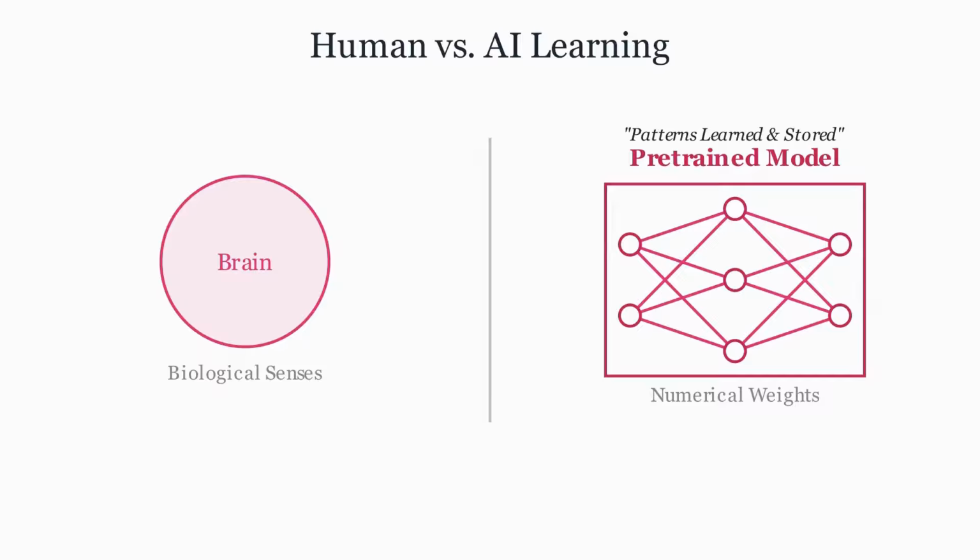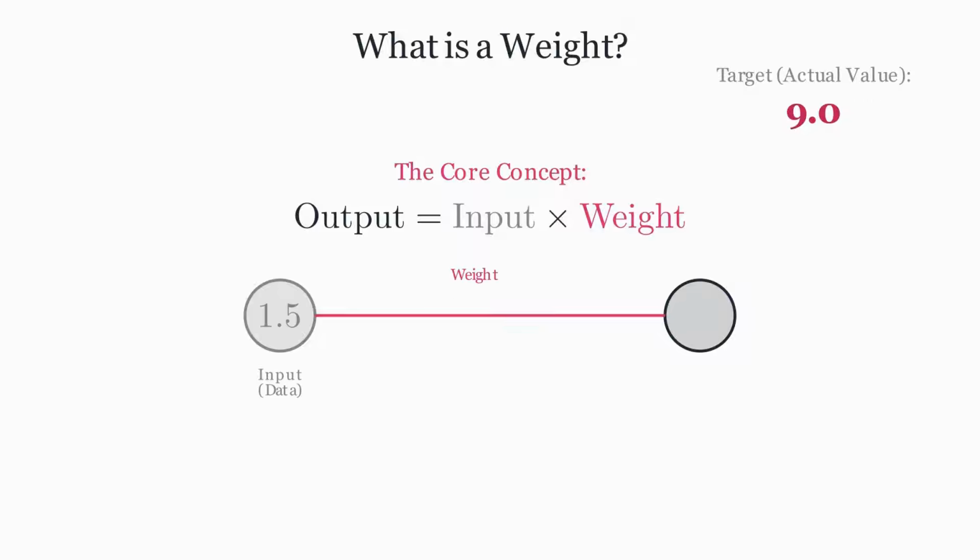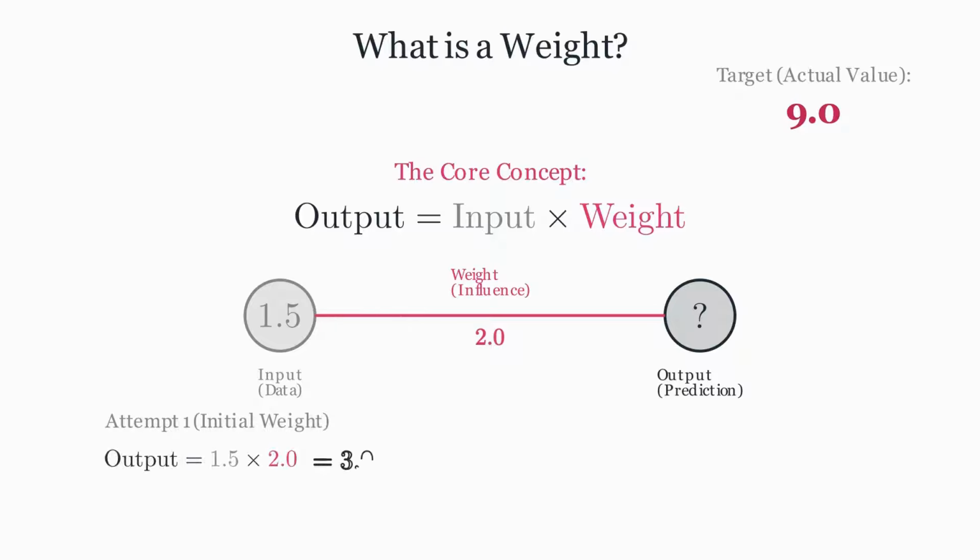So, what exactly is the weight? At its simplest level, think of the concept: output equals input times weight. Weight is a value controlling the influence any input data has. Let's look at an example. We have an input of 1.5 and we are trying to reach a target value of 9.0. For our first attempt, we initialize the weight as 2.0, and multiplying the input gives a prediction of 3.0.